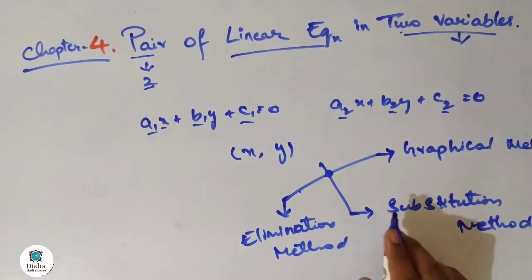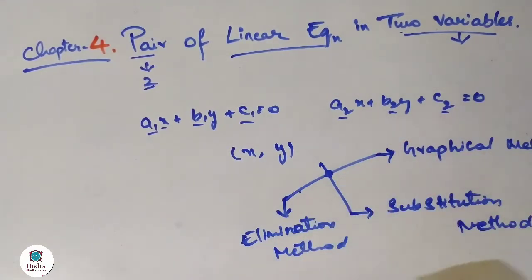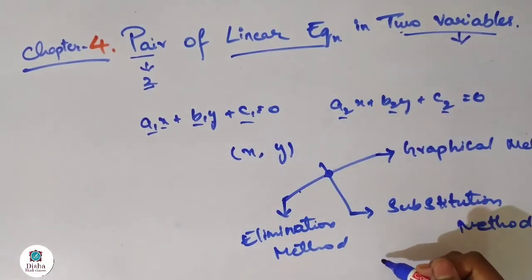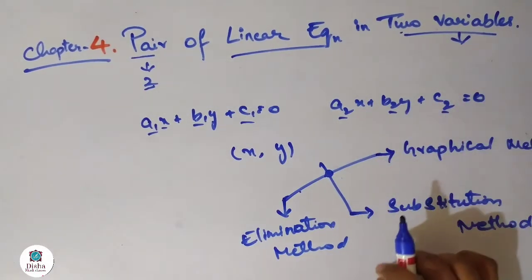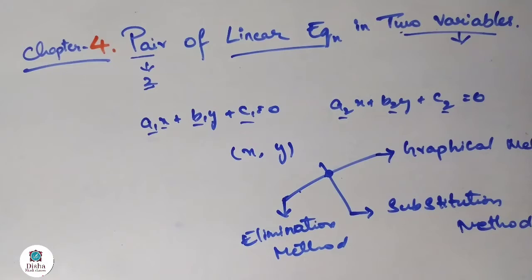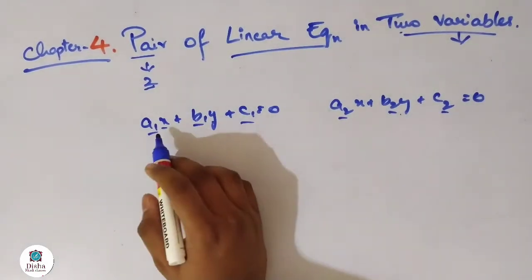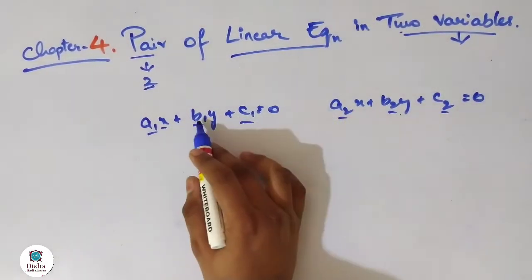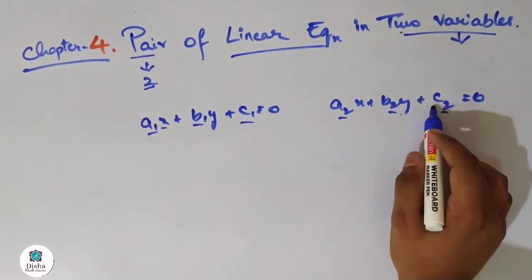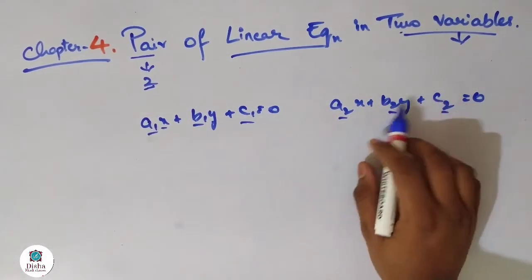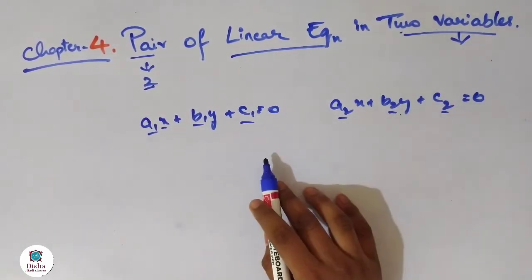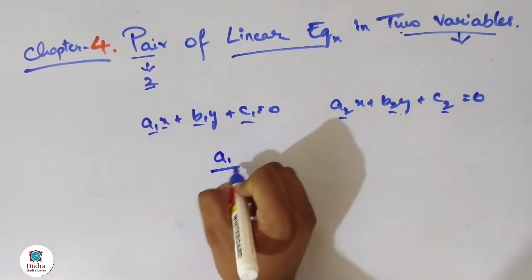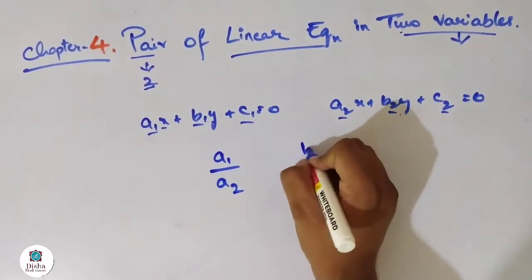So before doing all this, we can easily find how many solutions this pair of linear equations have. So first let us see how we can find how many solutions and what type of lines these are. So we have here a1, a2, b1, b2, c1, c2. These three are alphabetical words. So by using these three only, we will do something. What we can do? a1 by a2, b1 by b2, c1 by c2.